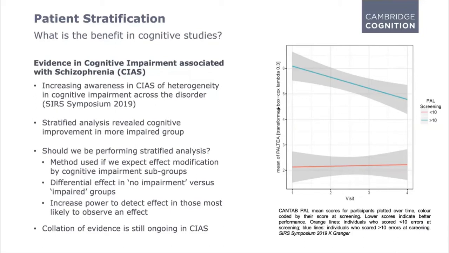There's a lot of evidence still to accumulate and understand this further, but it does suggest a route for really understanding whether stratified randomization could help us support whether this is a true and meaningful effect for schizophrenia patients.